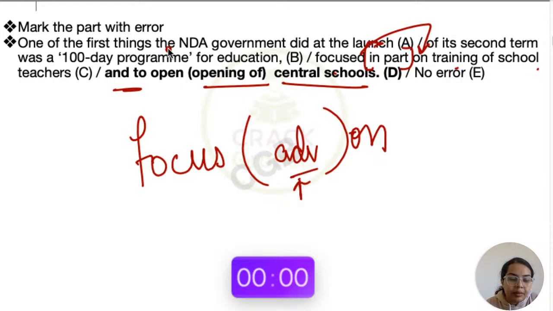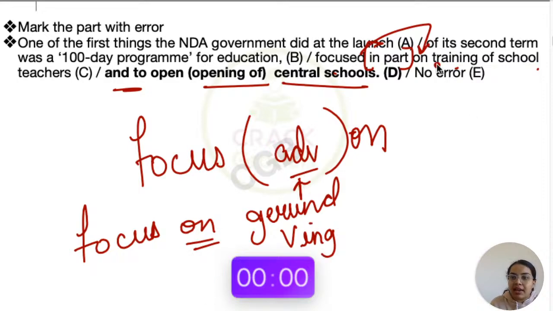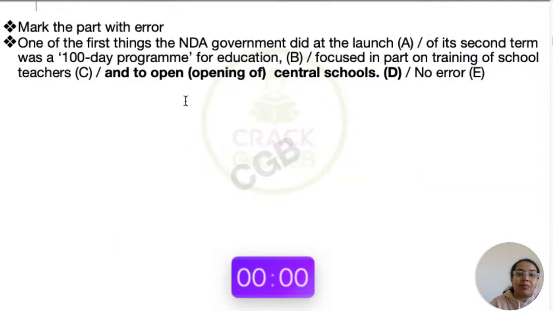एक rule होता है, this is called rule of parallelism. So focus is happening on, after on you are using a gerund form, okay, that is verb in its ing form but acting as a noun. Training. So after and जब आप continue करोगे, so you have to maintain the parallelism. The similar type of word should come, and that's why to open would be wrong. I need to change it into gerund after and, उसको opening करना पड़ेगा. Yes, training and opening parallelism में रहेगा.